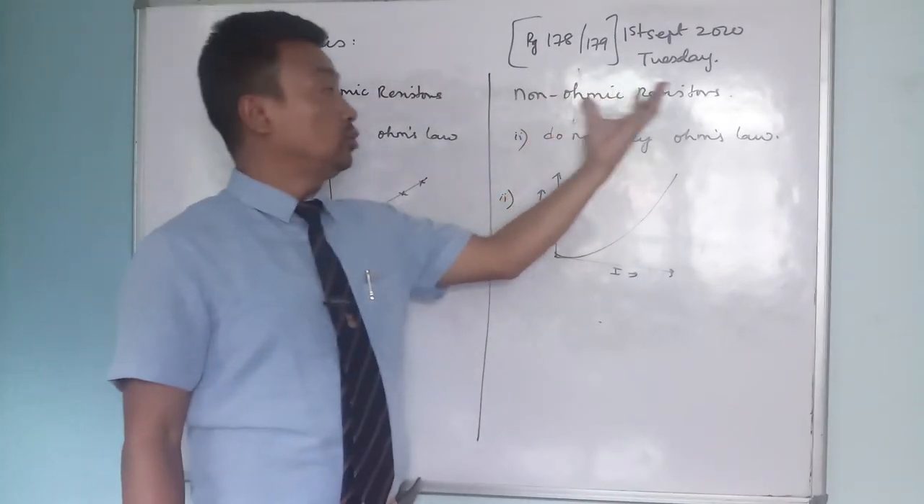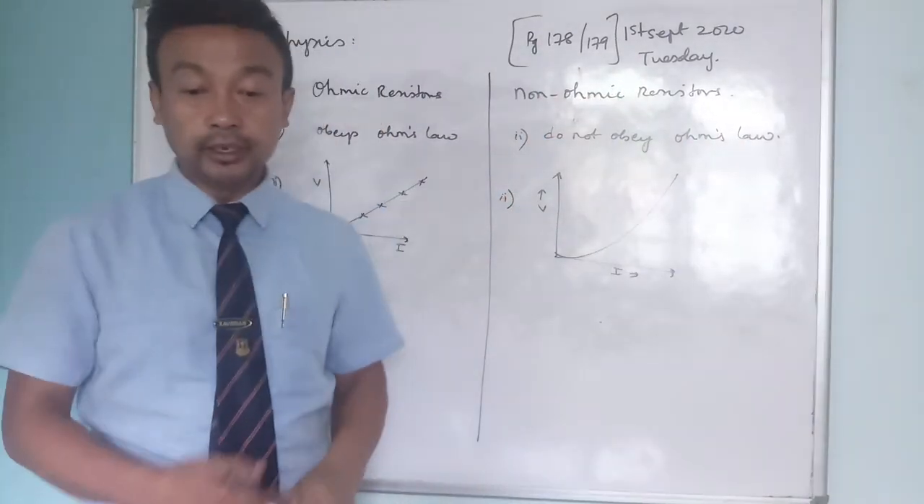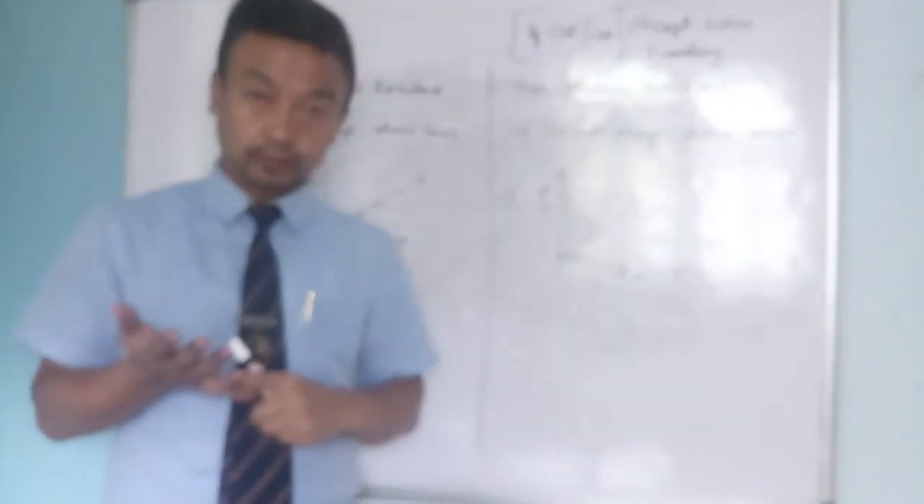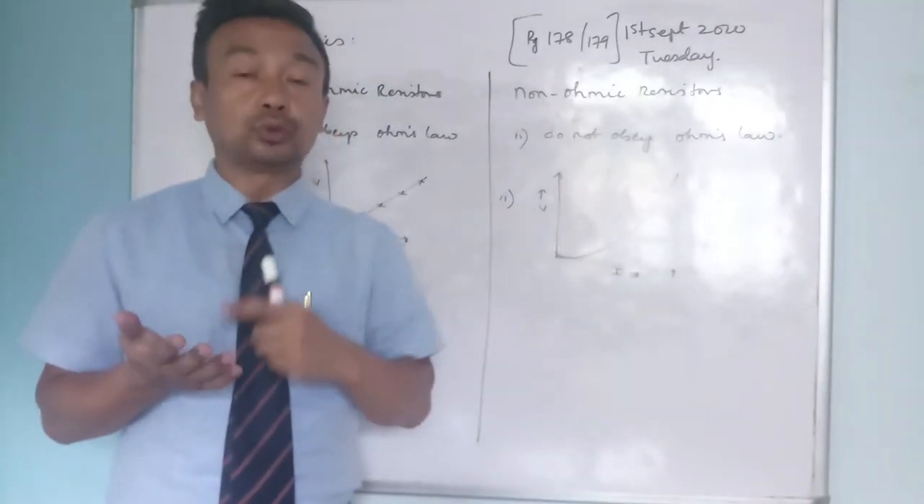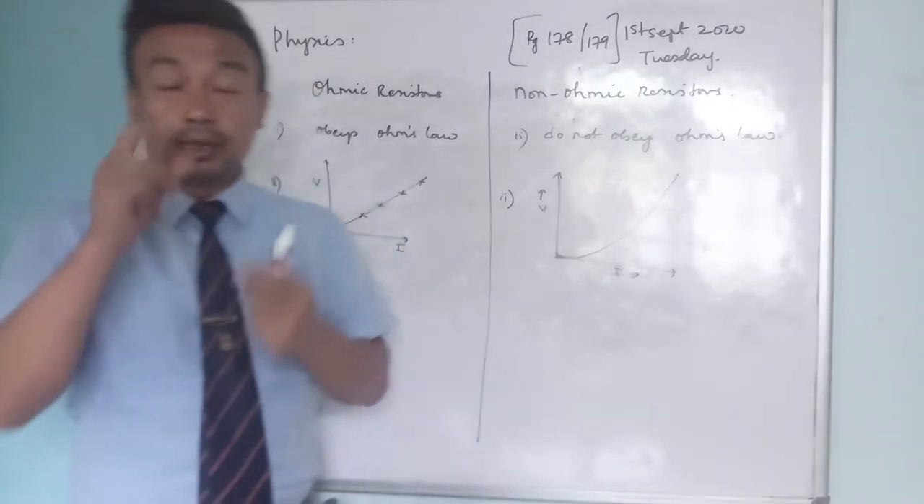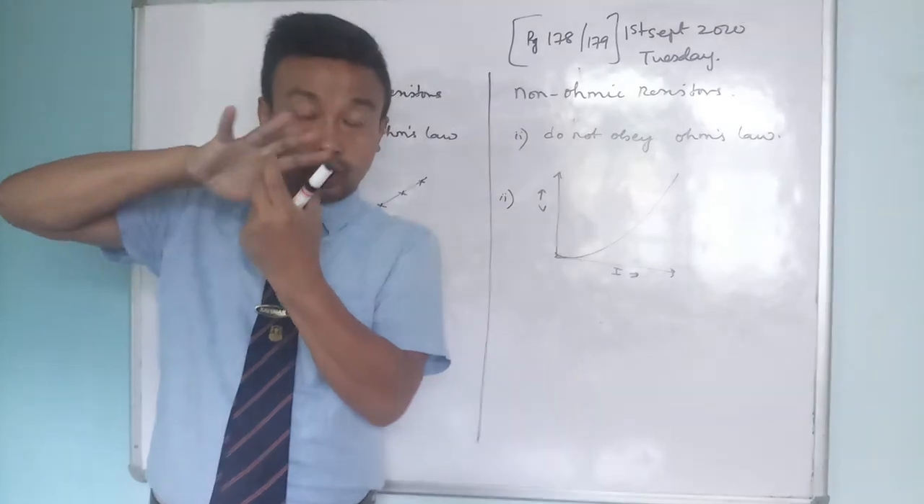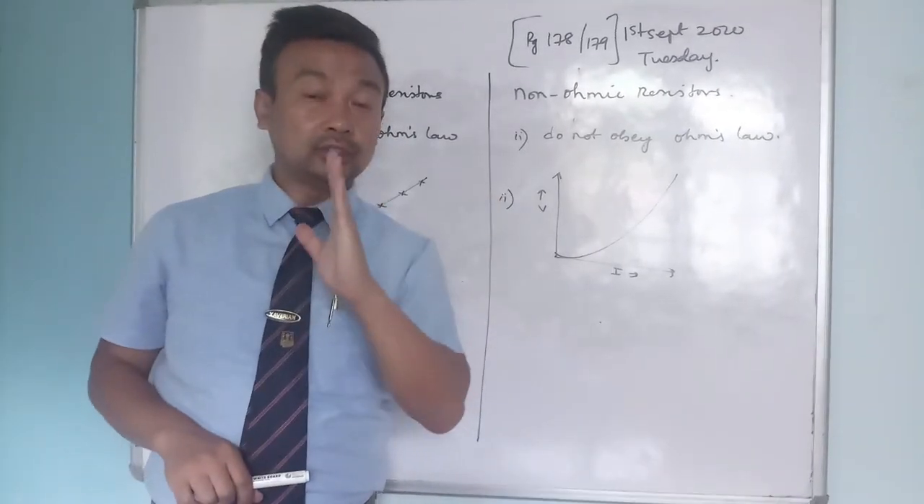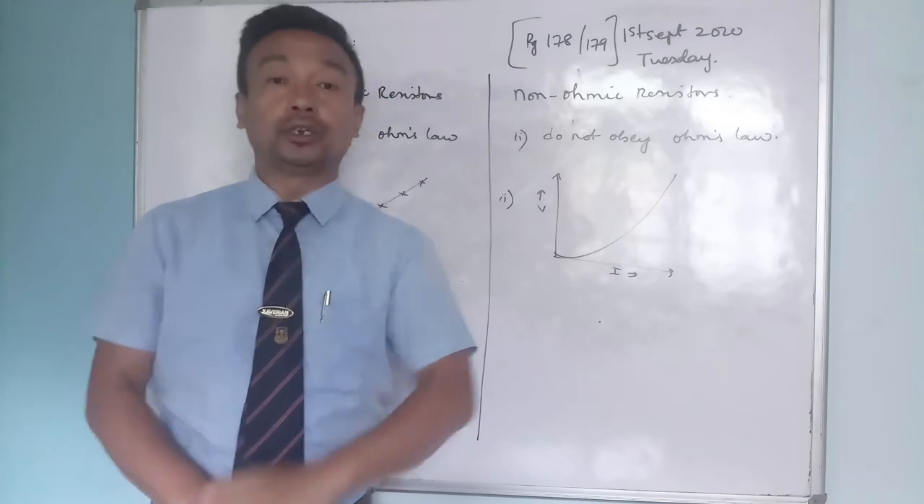Whereas examples of non-ohmic resistors are also many. You have LED bulbs, which we use nowadays in our homes and offices. You have solar cells, and there are others like the filament of a bulb. All these are non-ohmic resistors because their resistance is not constant, it is fluctuating.